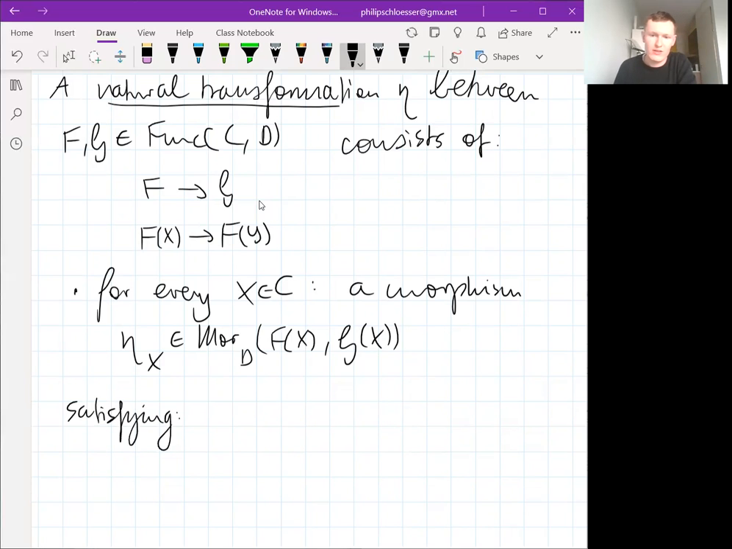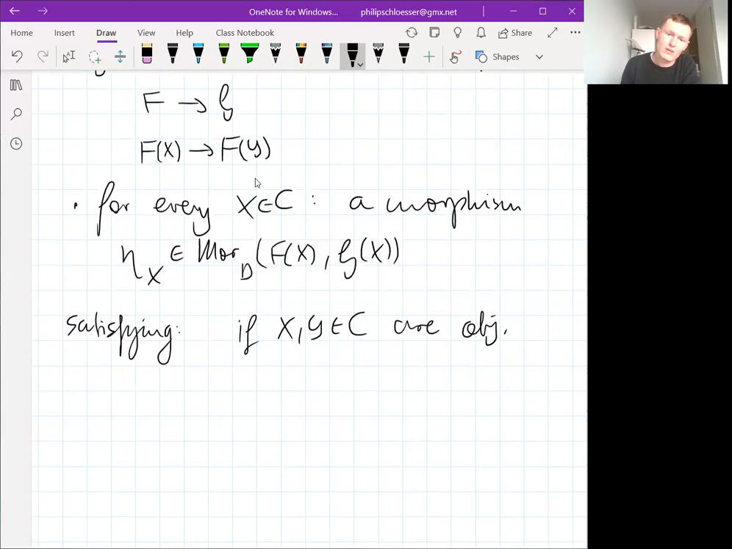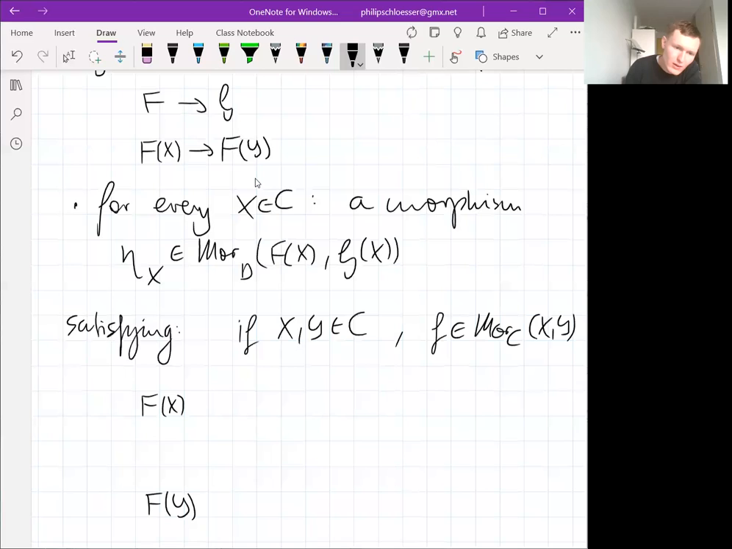And we want them to satisfy some sort of naturality condition, namely, if X and Y are objects of C, and f is a C morphism from X to Y, then we have the diagram. So we have F of x and F of y, and then we have the morphism F of f going between them.